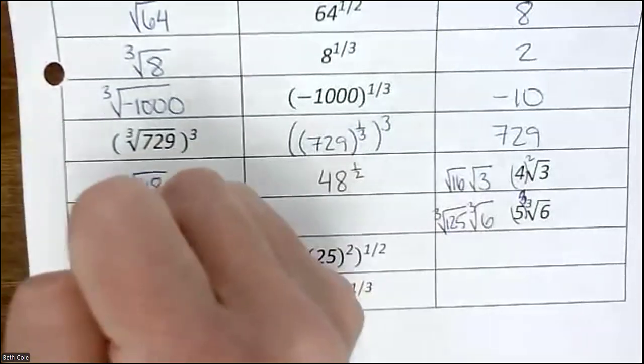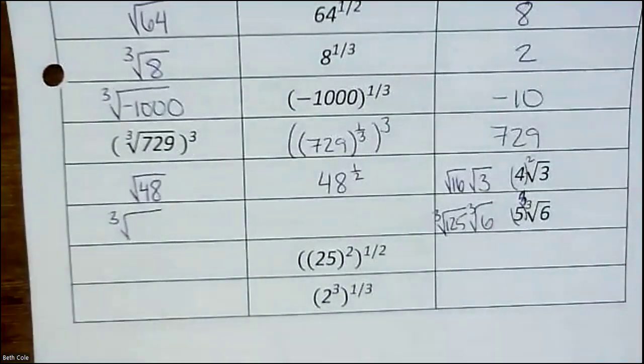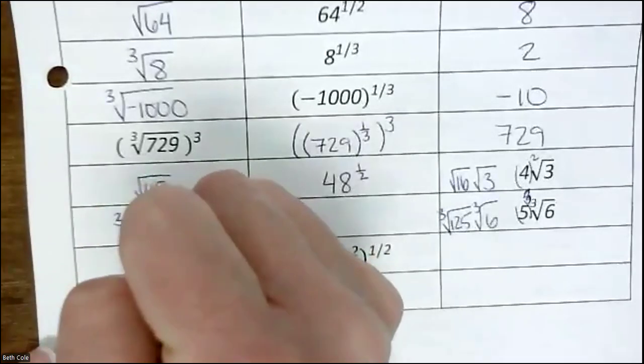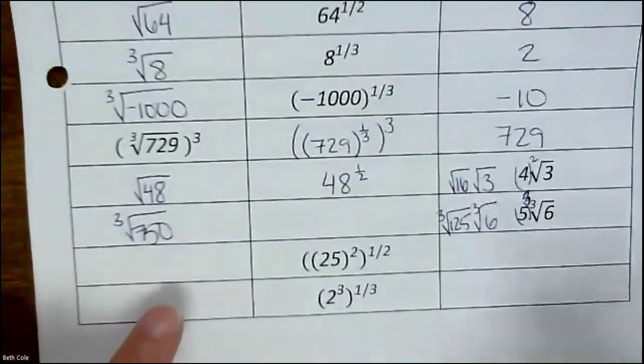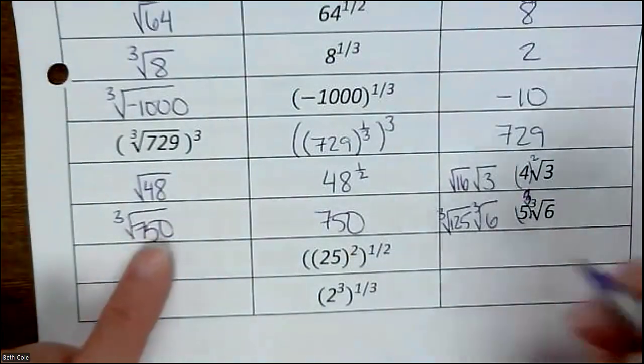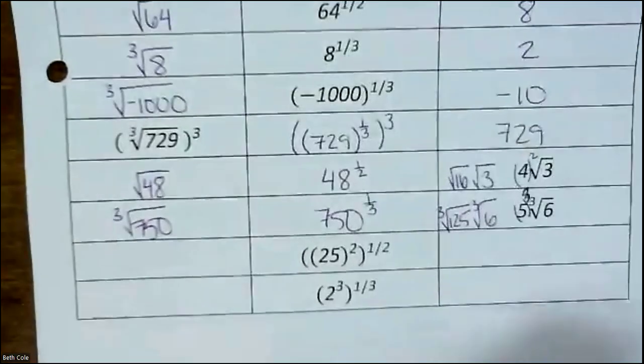Now you have to multiply 125 times 6. I don't actually know that, but here, do you want to estimate? Really close. 750. And then how would you write it here? It would be 750 what? To the 1/3. Good job.